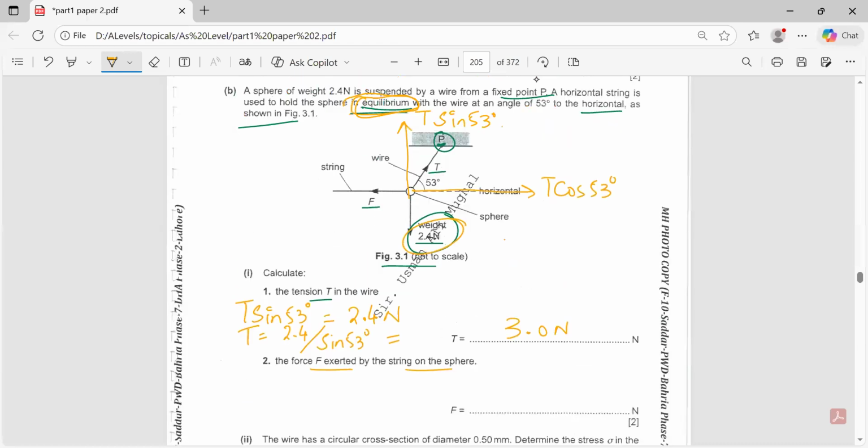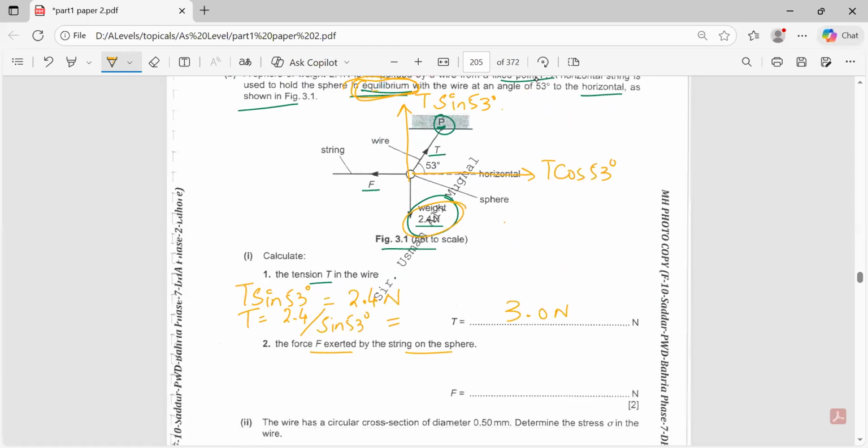Next, it says find the force which is exerted by the string on the sphere. So what next will you be doing? Again, it is in the state of equilibrium. When it is in the state of equilibrium, sum of right forces equals sum of left forces. So F is acting on the left and right पे कौन सी force लग रही है? T cos of 53 degrees. So we are pretty aware about the tension force. This is F. Tension is 3 multiplied by cos of 53 degrees. So what will be the value of force we are going to get? The value of force will be 1.8 Newton.